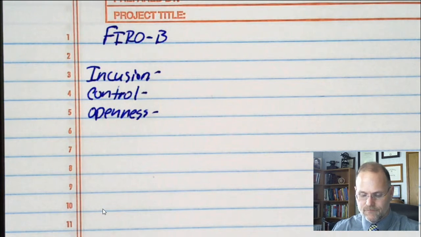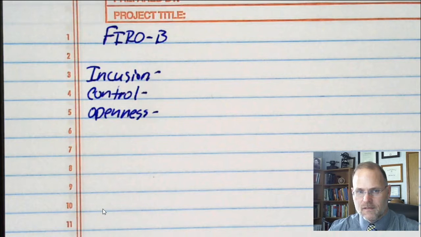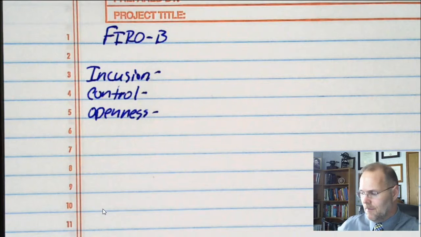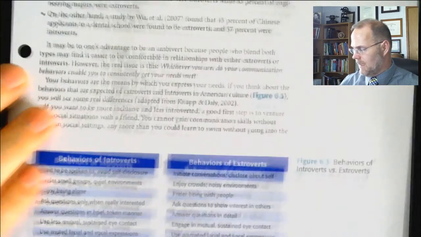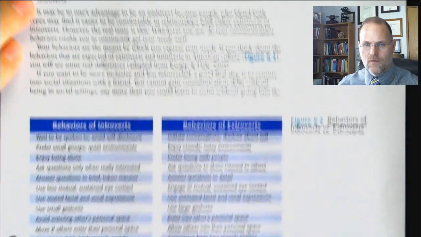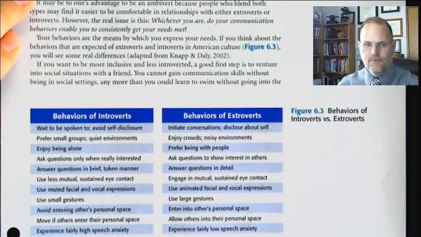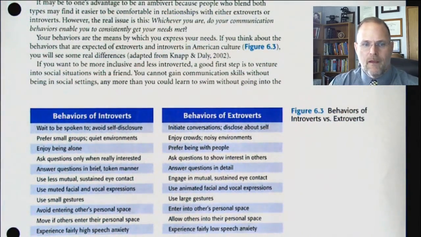Let's start with inclusion. When we talk about inclusion, we start talking about introvert versus extrovert. Some people have a good idea of what these are, or they think they do. Some not so much. But let's look at what the difference is. But more to the point, let's look at some of the differences that can be found in an introvert and an extrovert. And the easiest way to do that is to look at their styles of communication or their behaviors. All right. So behavior of an introvert versus behavior of the extrovert.